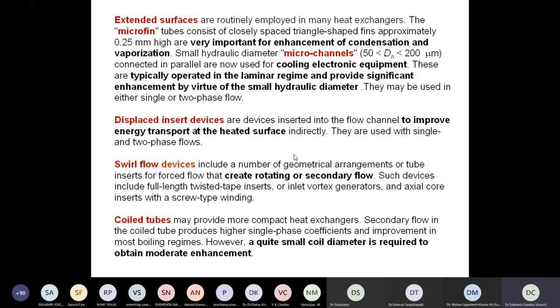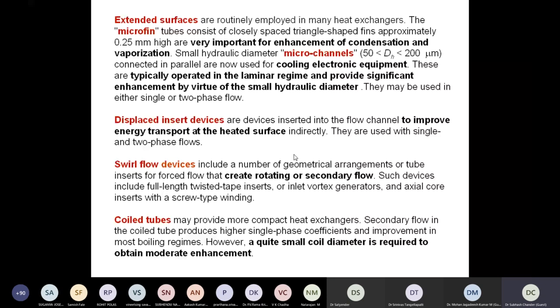The displacement inserts basically play with the core region of the flow. They increase the transport of energy in the core region and ultimately enhance the heat transfer from the surface to the fluid. We use many other devices like swirl flow devices, which include a number of geometric arrangements or tube inserts for post flow, and they basically create secondary flows or rotating flows within the flow, right? So they are just giving additional disturbances in the flow.